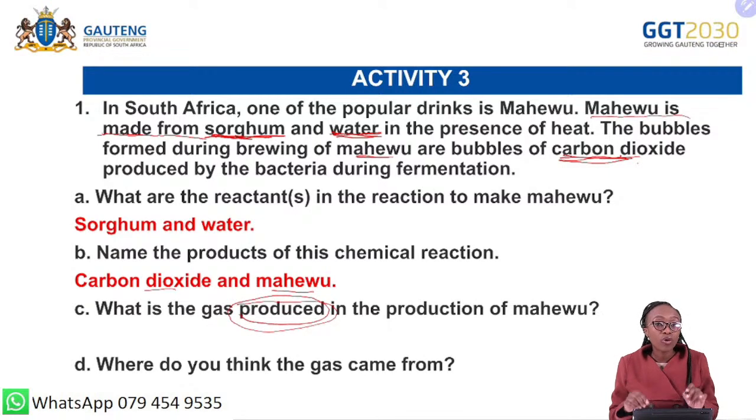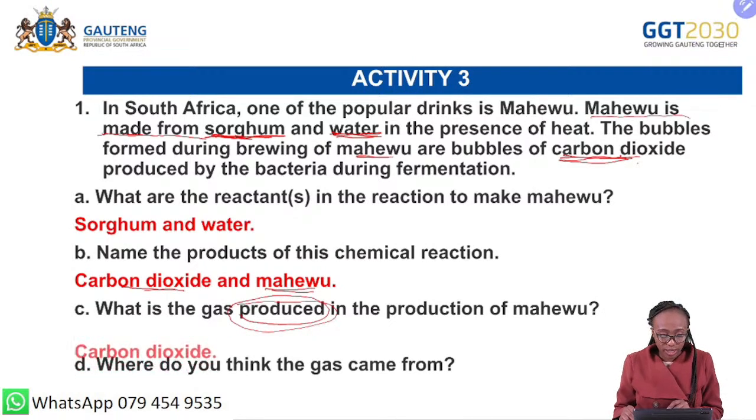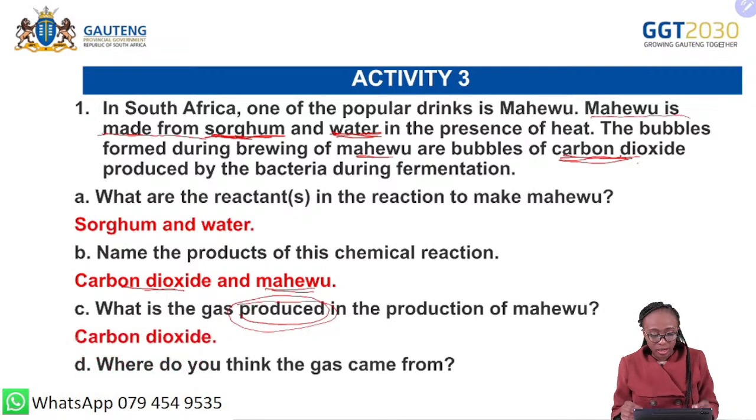So we're looking for products. Which of these two, carbon dioxide and maheu, is a gas? Which one is a gas? It is carbon dioxide. Why are we saying it is carbon dioxide?